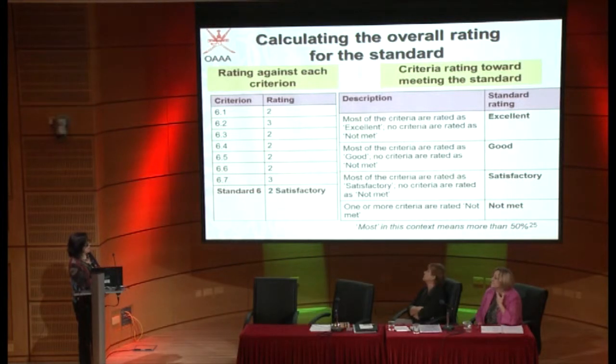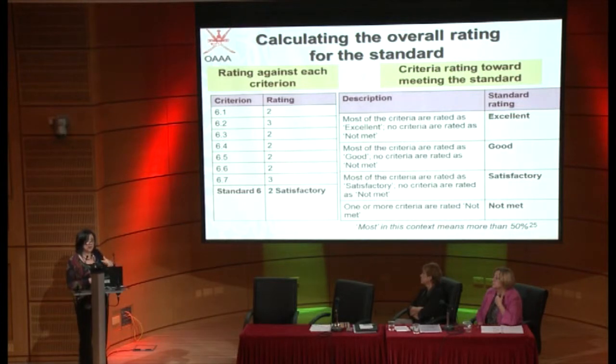Then when it comes to the standard rating, if most of the criteria are rated as excellent and no criteria are rated as not met, it will mean excellent. So that's more than 50% rated as 4, then the outcome will be excellent, or a rating of 4. Most of the criteria are rated as good, no criteria are rated as not met, that will lead to good. And again, you may ask yourself, well, good doesn't result in excellent, but it does show an institution that it's more than satisfactory.